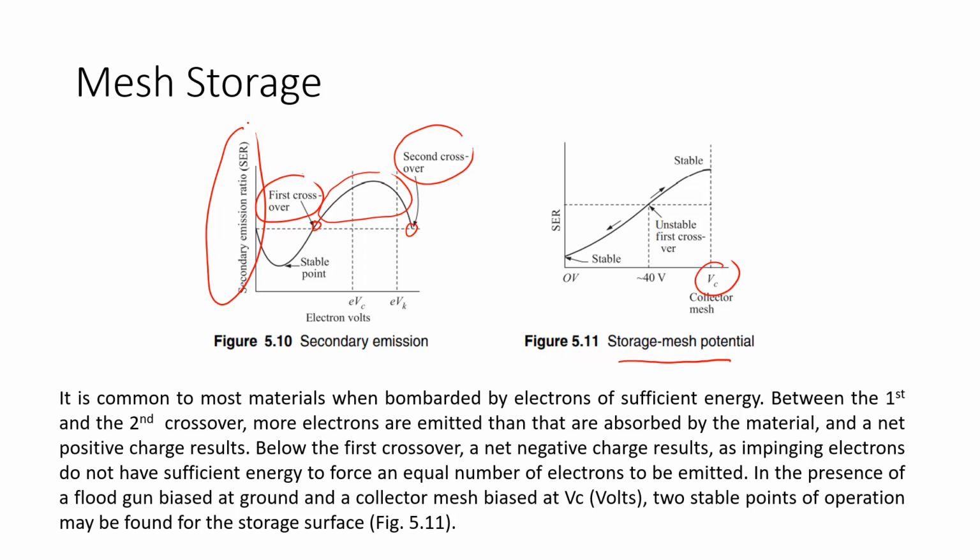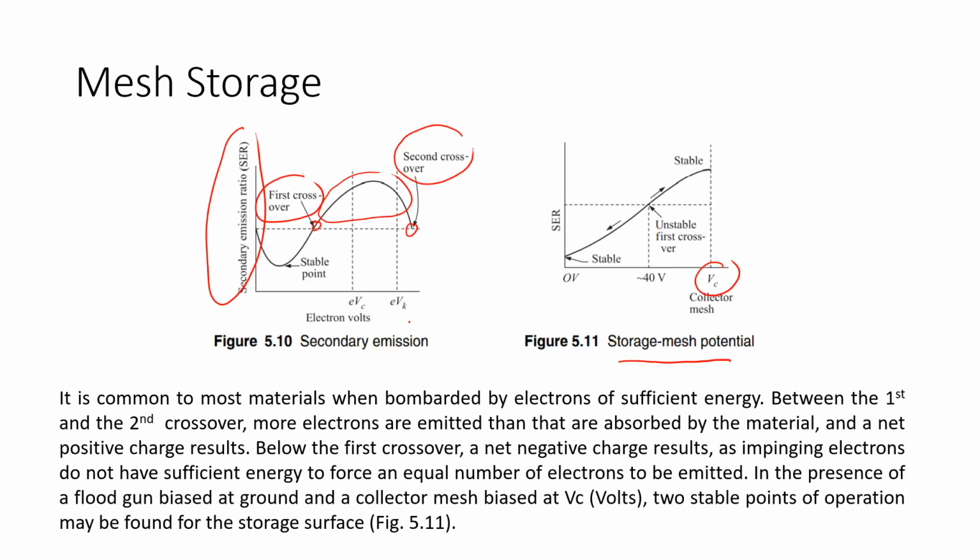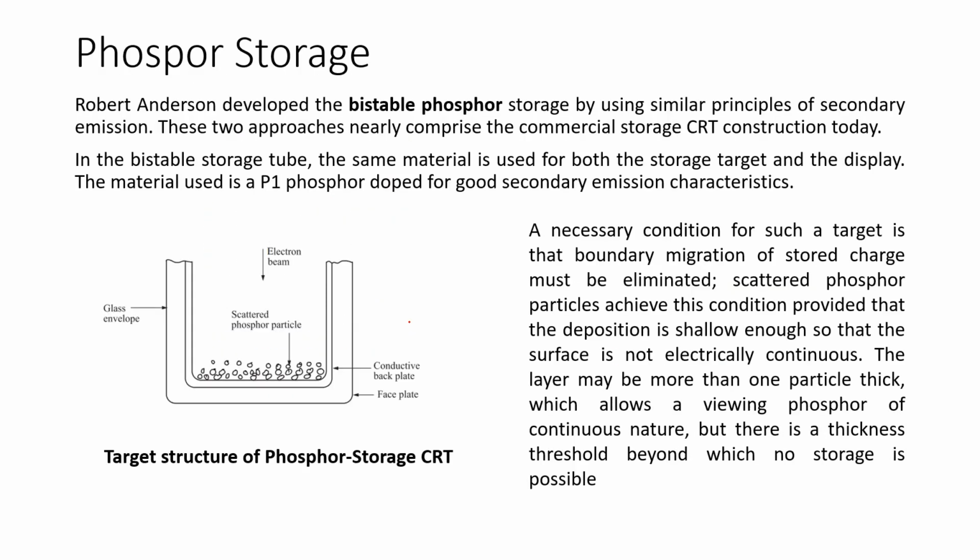So if we can increase the electron volt of the electron, I mean between the first crossover and second crossover, we can increase the collector mesh. So we can store the waveform and display it in the phosphor target, like in this one. So in the phosphor screen, we can store the electron here and then display the waveform in the phosphor screen. So it's between the first crossover and second crossover.